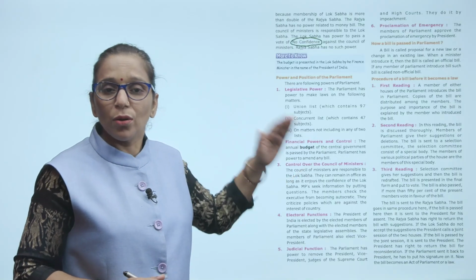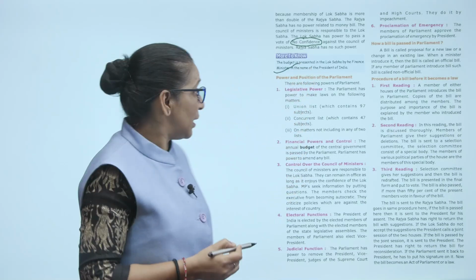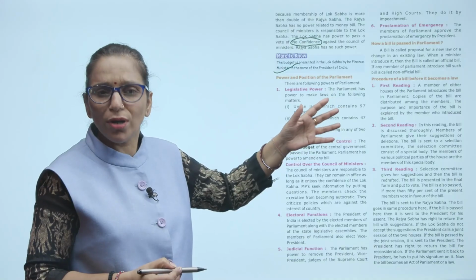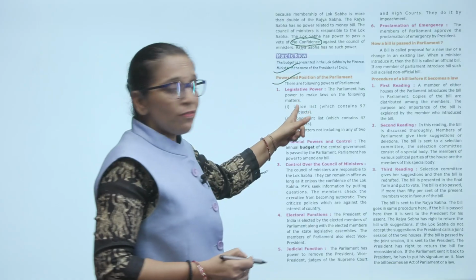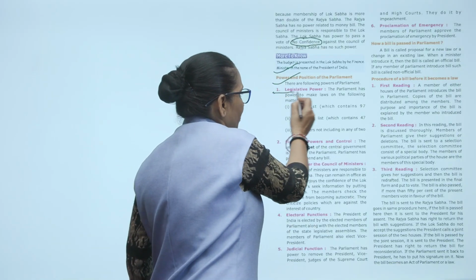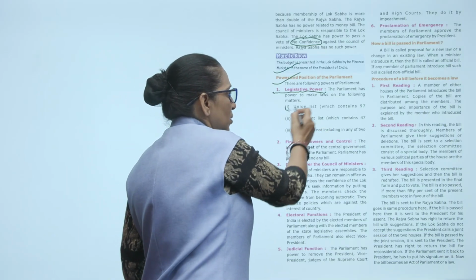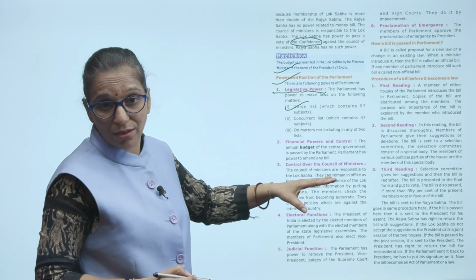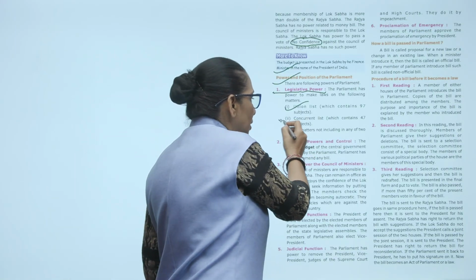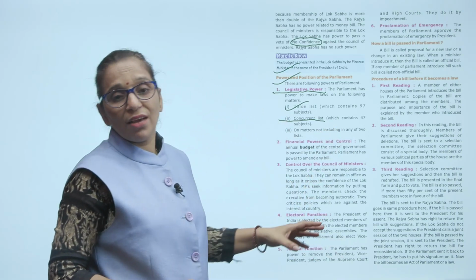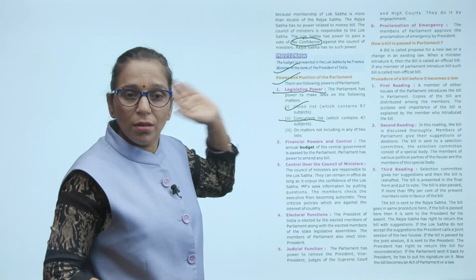Now the budget is presented in the Lok Sabha by the finance minister in the name of the President of India. So always the finance minister is going to announce the budget. Power and position of the parliament. Number one power of the parliament is the legislative power. The parliament has power to make laws on the following matters. Union list, which contains 97 subjects. On those 97 subjects only and only parliament will make a law. Then concurrent list, which contains 47 subjects, in which also the upper hand is of the parliament.